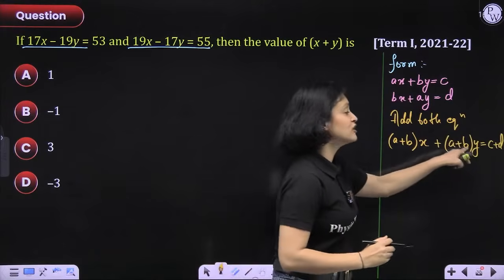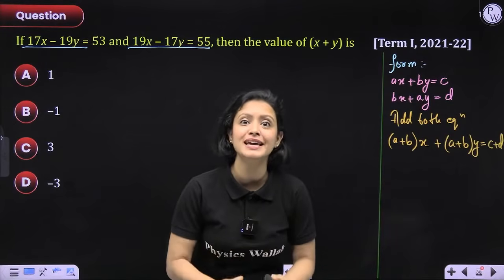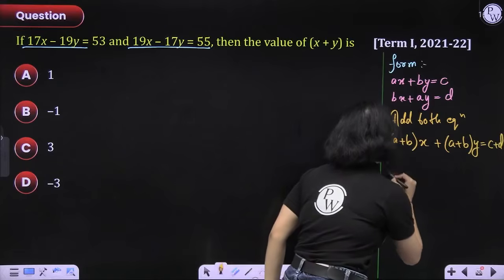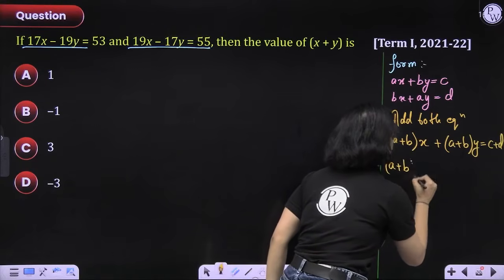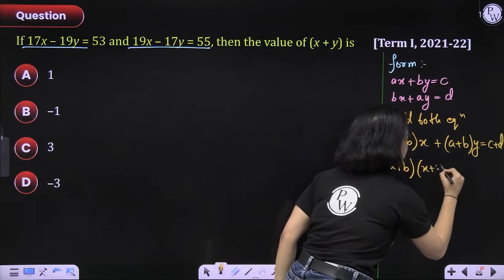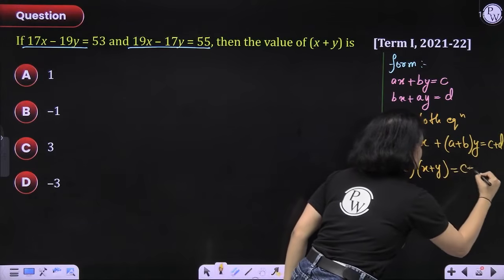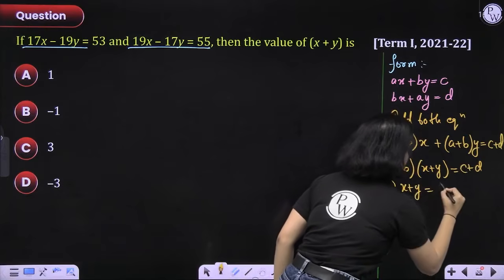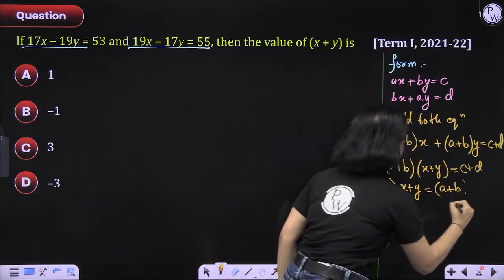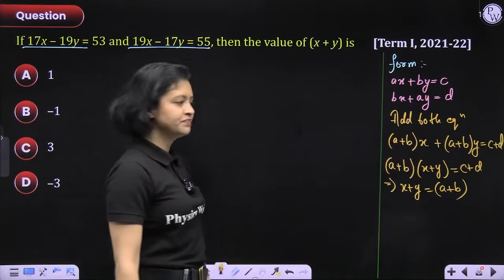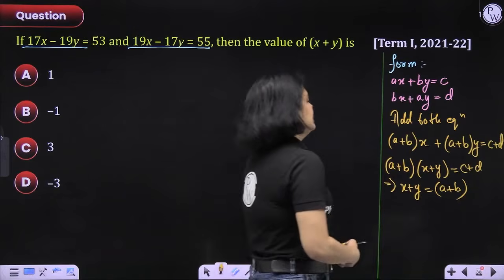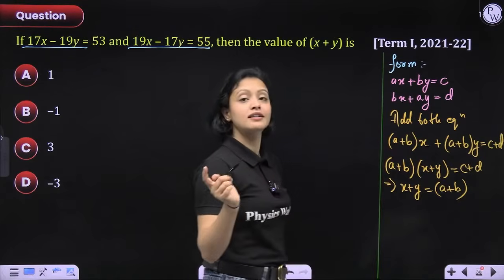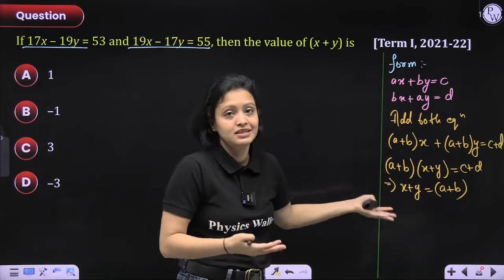Now you can see that the coefficients of x and y have come out to be the same. They are both a plus b. So I can take the coefficient common. So (a plus b), and here I have x plus y. And this comes out to be c plus d. So from here you get x plus y is equal to (c plus d) over (a plus b). Okay, everyone? Okay. Now, how do you figure out the solution? Because still it's not the solution.